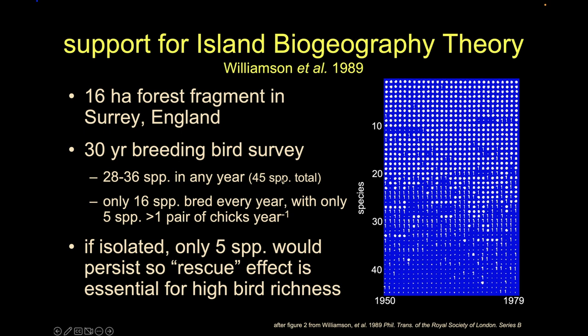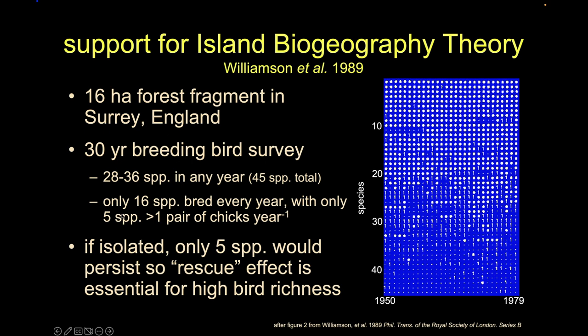Every year these guys go out in the breeding season and look for what birds are in these patches. What they found is that in these different patches, somewhere around 28 to 36 species are in any one patch in any one year. In their whole data set, they have a total of 45 different species they've encountered, at least in those first 30 years.